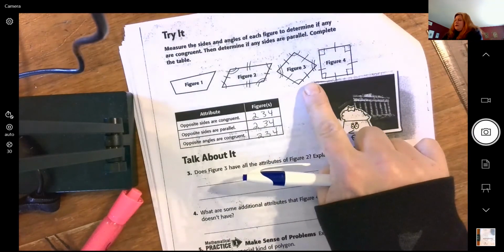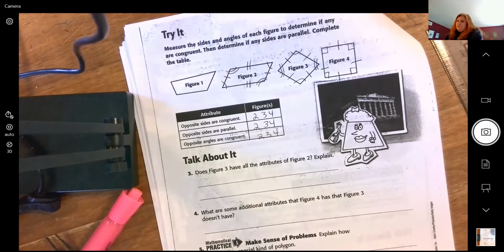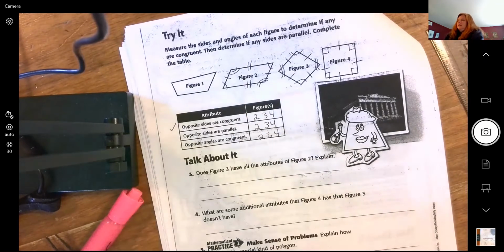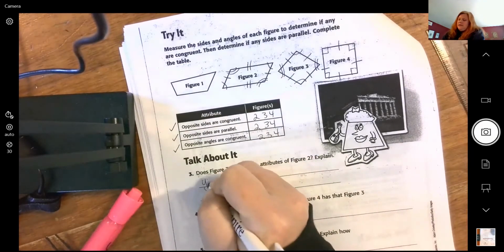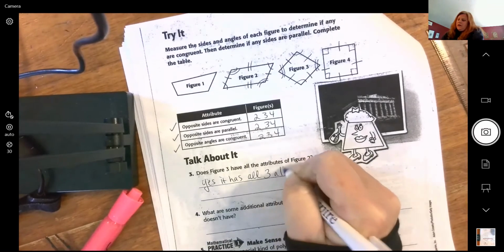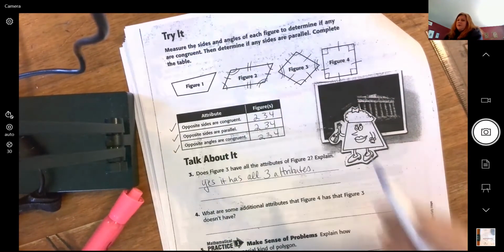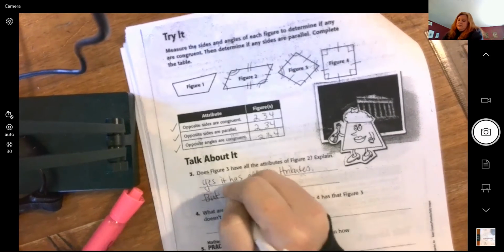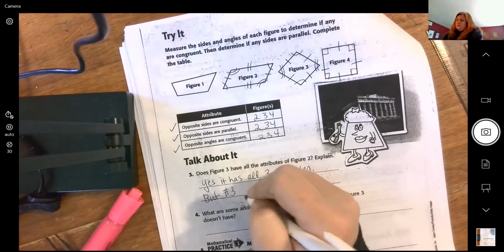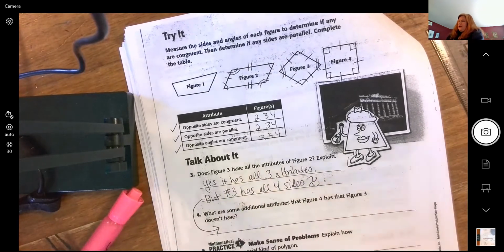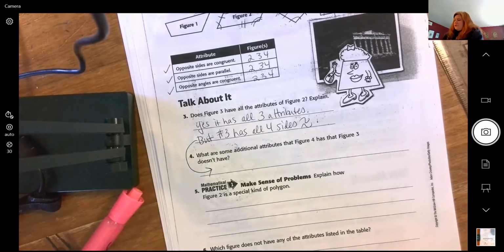Does figure 3 have all the same attributes as figure 2? Does it have opposite sides congruent? Yes. Does it have opposite angles congruent? Yes. Does it have opposite sides parallel? Yes. Yes, it has all 3 attributes. Now it is different though, because on this one, what's different about the sides as compared to these sides? All 4 sides are equal. Oh, look, we already answered it right there. All right, we are going to stop here.